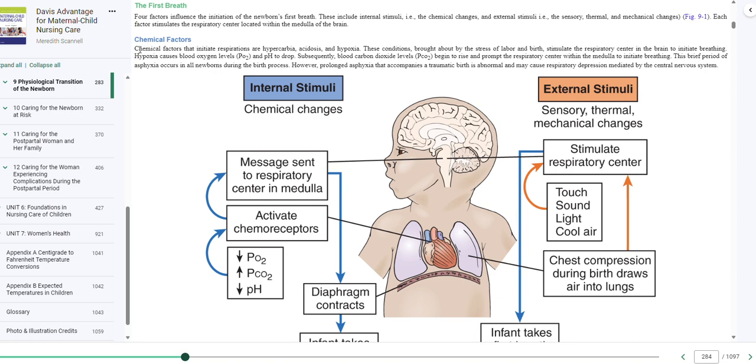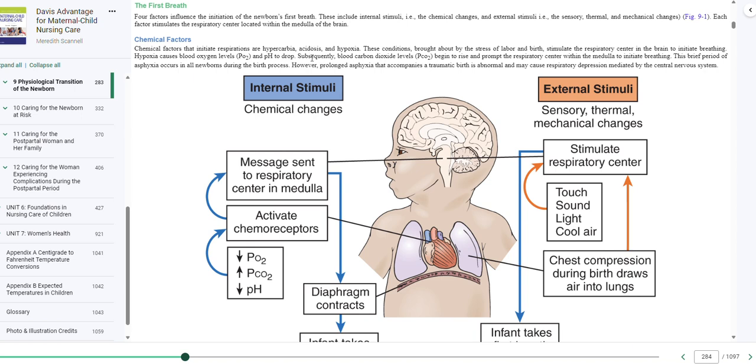This part here, the chemical factors, is a wink and a lollipop. This information here, where it says chemical factors that initiate respirations are hypercarbia, and we talked about that being too much CO2, acidosis, and hypoxia, which is not enough oxygen. These conditions, brought about by the stress of labor and birth, stimulate the respiratory center in the brain to initiate breathing.